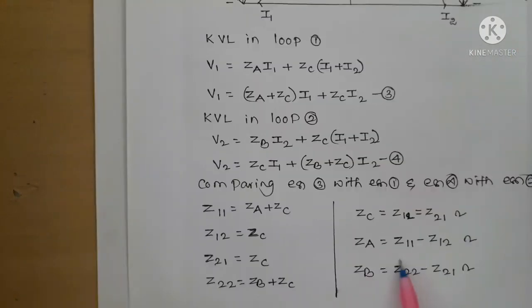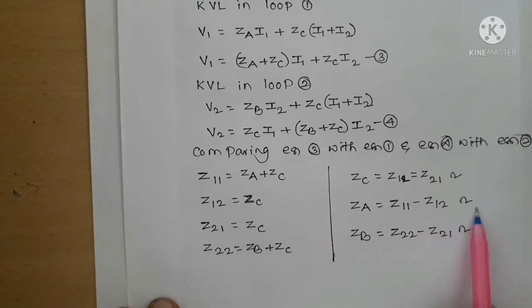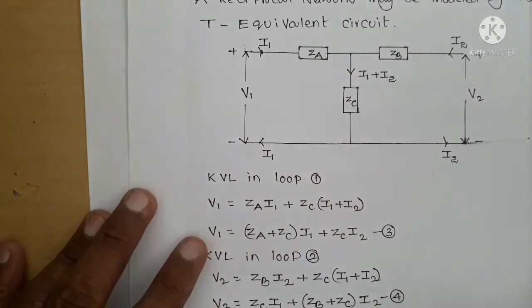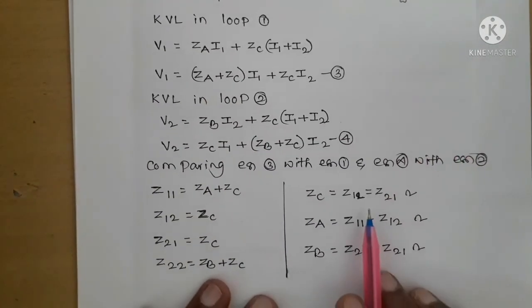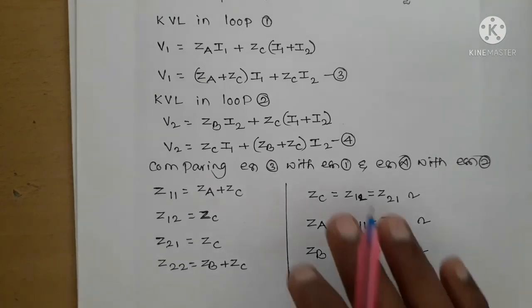Similarly, from these equations, ZA can be written as Z11 minus ZC, and ZB can be written as Z22 minus ZC. So ZA equal to Z11 minus Z12 ohms, taking Z12 for ZC. Similarly ZB equal to Z22 minus ZC, that is Z22 minus Z21 ohms. In that way, these are the values of ZA, ZB, ZC of the T equivalent circuit as a function of Z parameters: ZC equal to Z12, which is equal to Z21 ohms, ZA equal to Z11 minus Z12 ohms, and ZB equal to Z22 minus Z21 ohms. So this is the theory part of Z parameters.